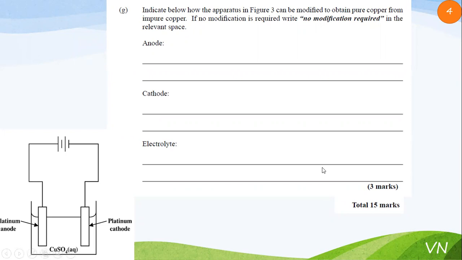Good. So for the anode, I see some persons incorrect. We should put the impure copper here. Use impure copper. What should happen at the cathode? Any changes, or are we leaving the cathode as it is?